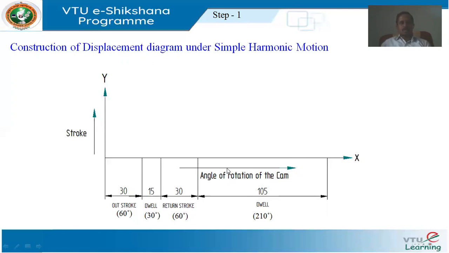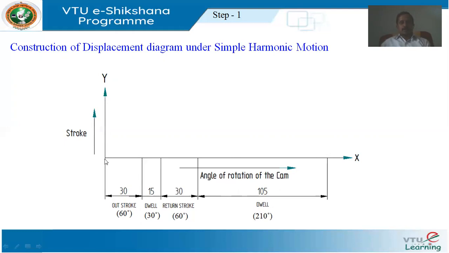If we mark the dimensions along the x-axis from the origin, first the outstroke of 30 millimeter represents 60 degrees. Next 15 millimeter for dwell of 30 degrees. Next 30 millimeter represents the return stroke for 60 degrees. Next 105 millimeter represents the dwell period for 210 degrees. The summation of this gives one cycle of operation or 360 degrees rotation of the cam. So this is the method to mark the dimensions along the x-axis according to the considered scale.